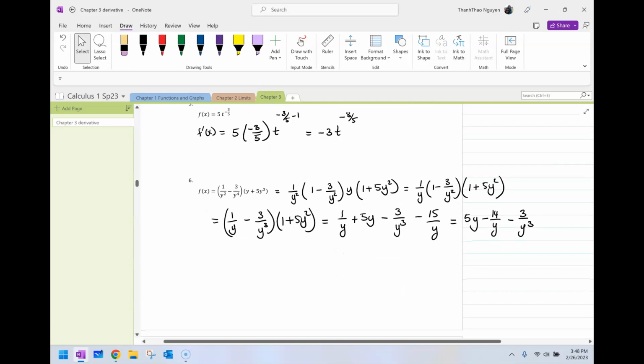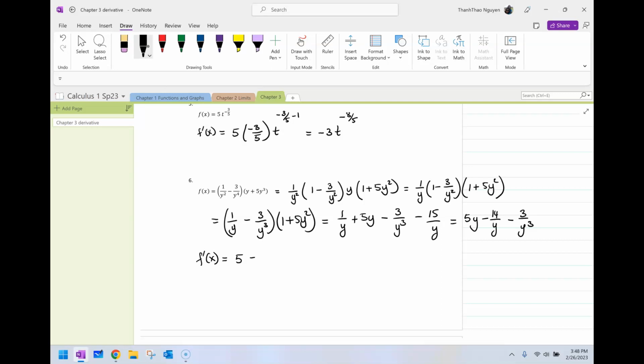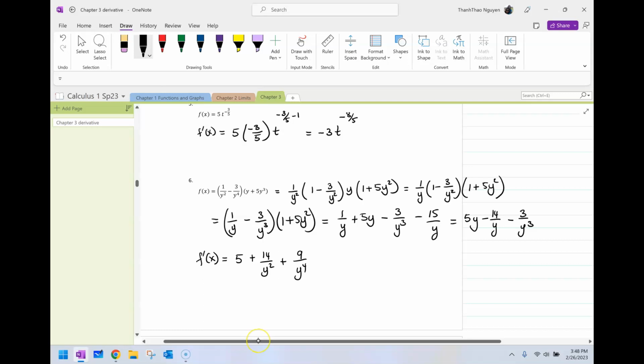Let's go ahead and take the derivative of the resultant function. That is 5 plus 14 over y squared plus 9 over y to the fourth.